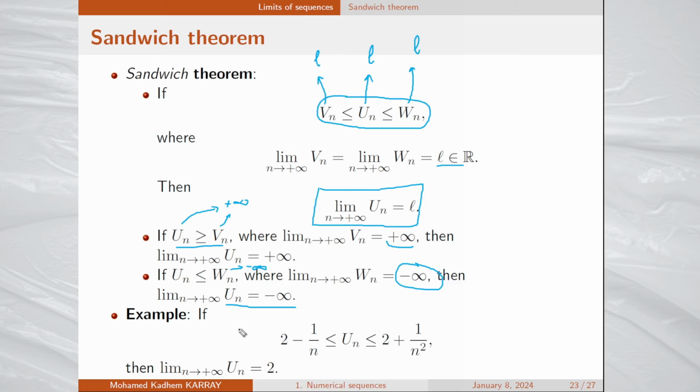Here's an example. If u_n is between these two sequences here, so let's see, when n goes large, this term converges to 2. The right-hand side also converges to the same limit 2. So u_n also converges to the value 2.